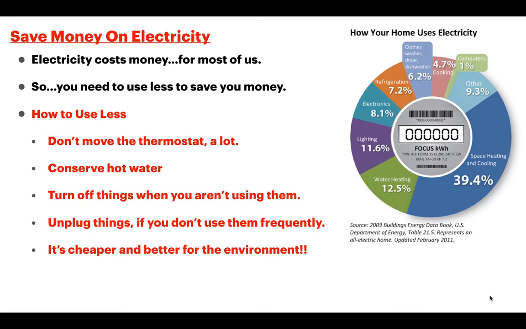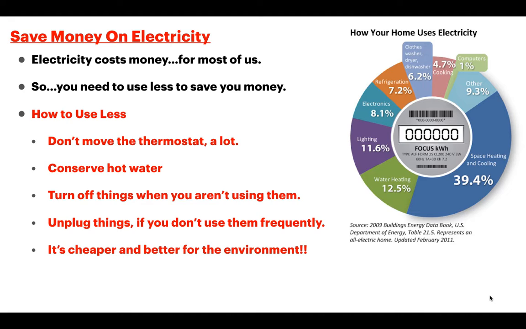Water heating is the next part there, conserving hot water. If you don't have to use the hot water, then don't use it. Especially for washing laundry, think about that. If you can wash in cold water, then wash in cold water. Turn things off when you're not using them. As a kid, I got yelled at constantly, turn the light off when you leave the room. Yeah, turn the light off if you're not using it. Don't have things on if you're not using them.